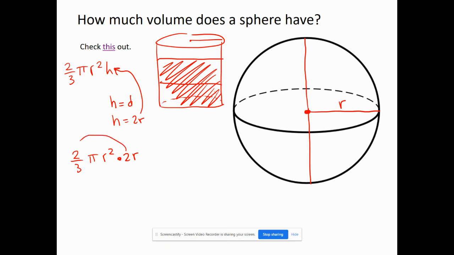Now we can move this 2 in the front because the order of multiplication doesn't matter. So let's do that. 2 times 2/3 times pi r squared.